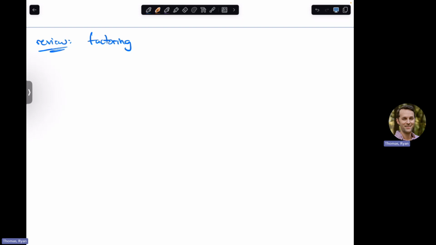Things to look for. We're just going to do this as some examples. If we want to factor that, what can we do?